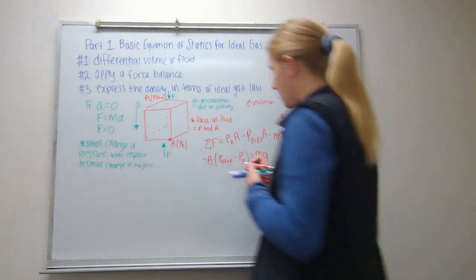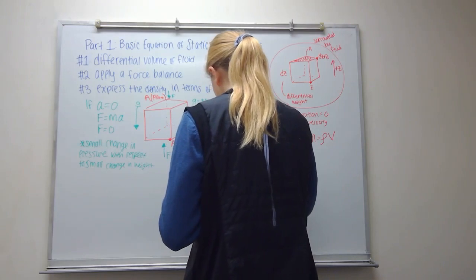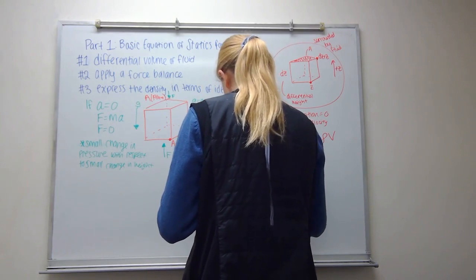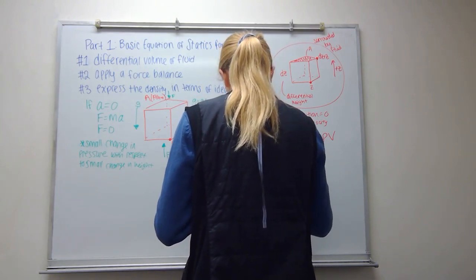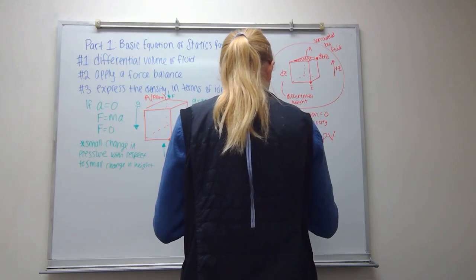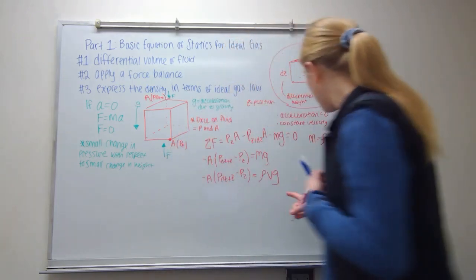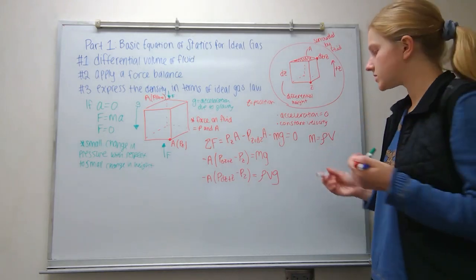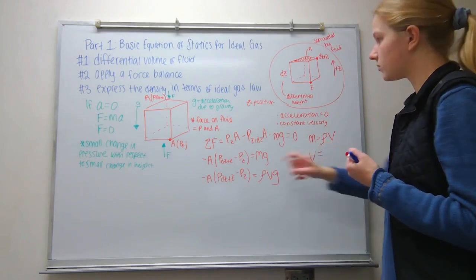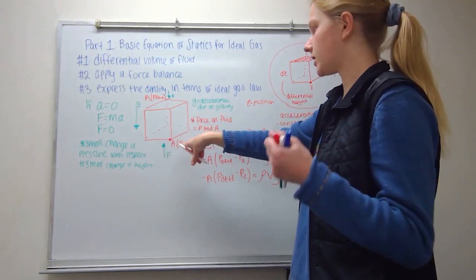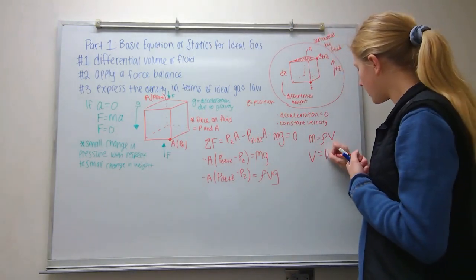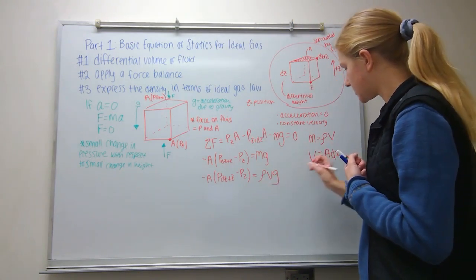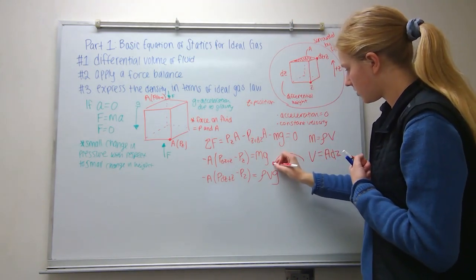plug that in and we end up with that, and then we can substitute in for volume. We can find the volume of this cube by doing the area times the height. So we have our A times dz, like that. We have our area times our height, and then we can substitute that in for the volume.